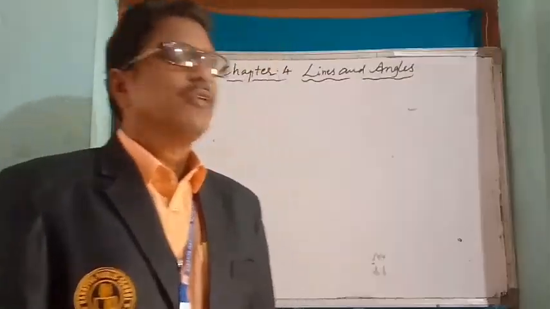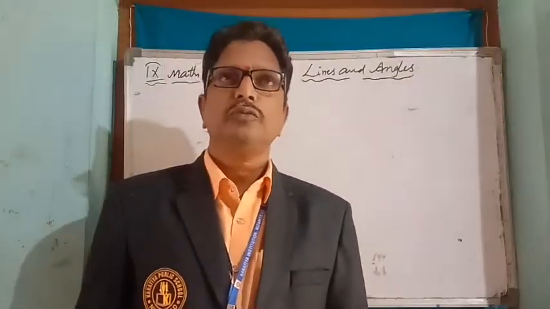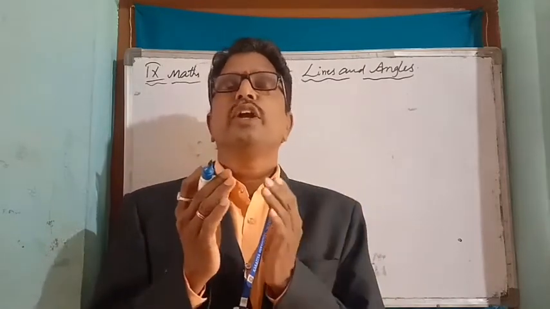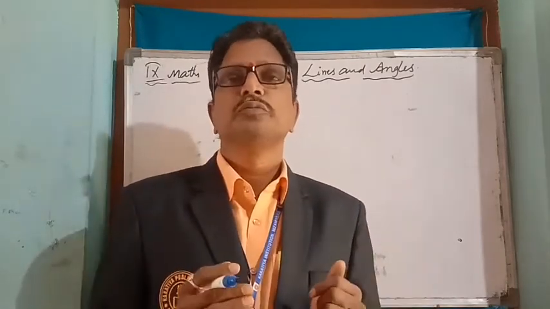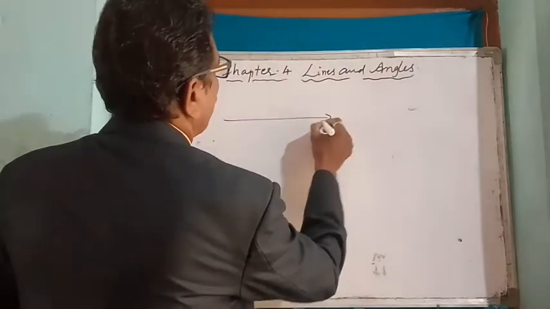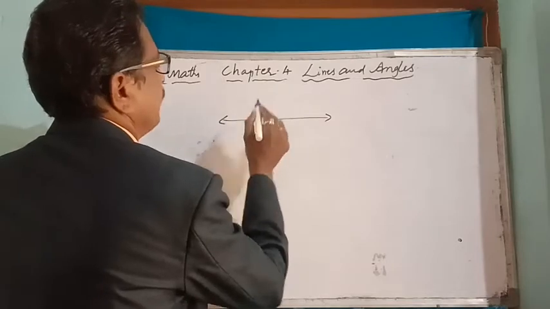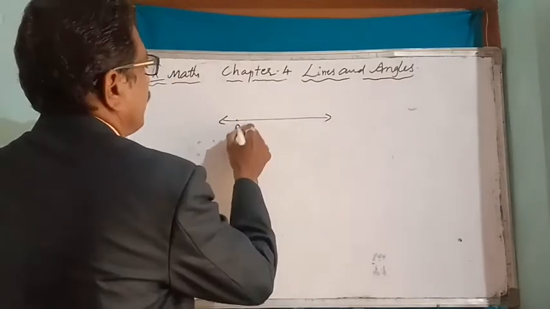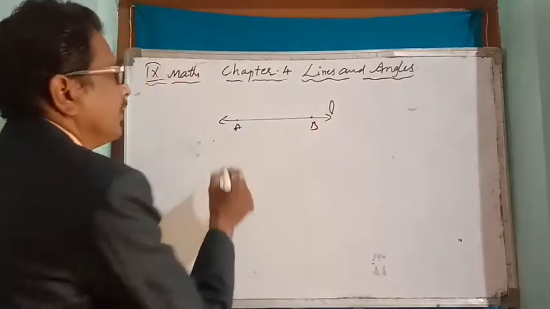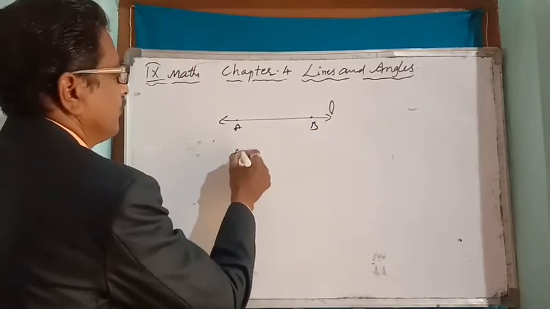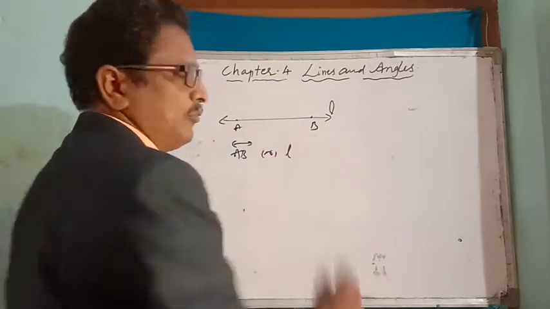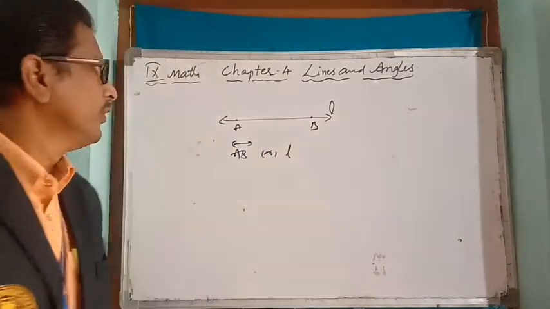So, what is a line? A line is extended on both sides endlessly. This is AB. AB is the line. Here, it is denoted like this, AB, or by a small letter l. This is a line.